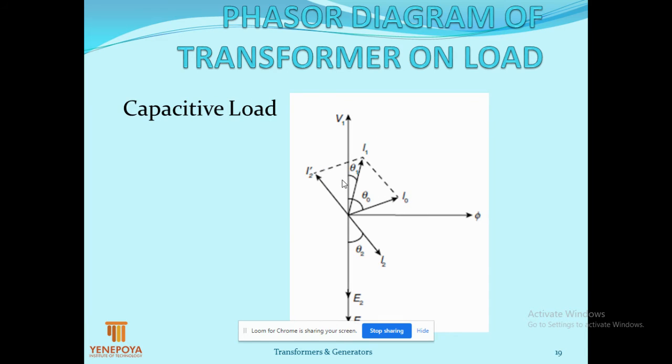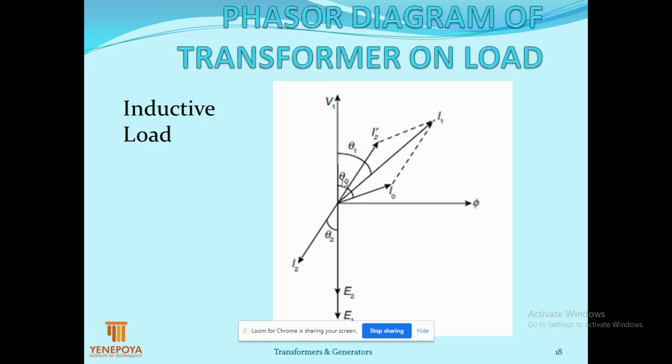Next we go for inductive load. Here you have, again, phi reference V1, E1, E2 and I0 at an angle of phi naught. Now you draw I2. In an inductive load, the current lags the voltage by an angle of phi. The same thing is marked over here in the previous resistive diagram. I2 was here, now I2 is here. I2 lags E2 at an angle of phi2.